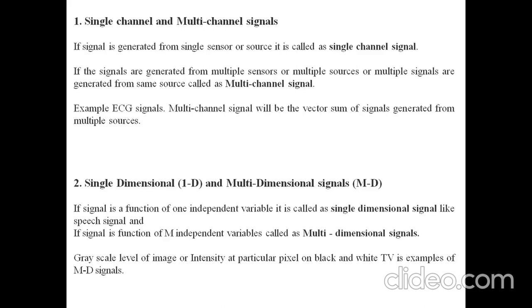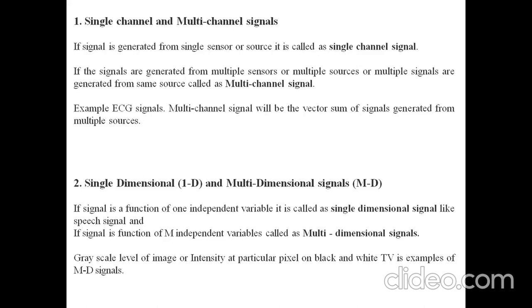Now, in most cases we may adopt multiple sensors for earthquake determination or temperature measurement. When we have to measure the temperature of a city, we place multiple temperature sensors in the city and take the average of that temperature. In the same fashion, if signals are generated from multiple sensors or multiple sources, or multiple signals are generated from the same source, it is called a multi-channel signal.